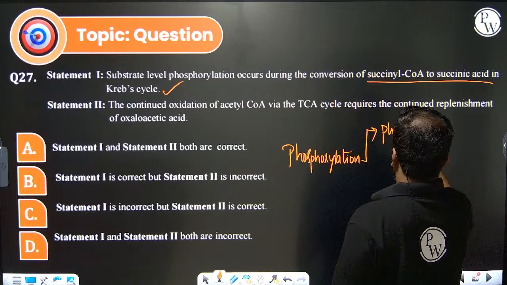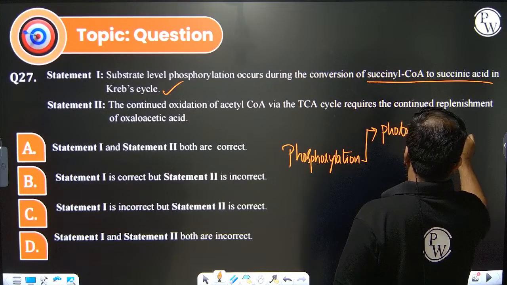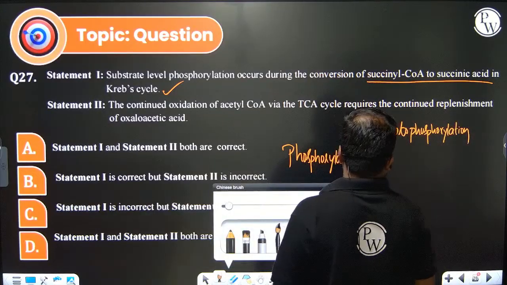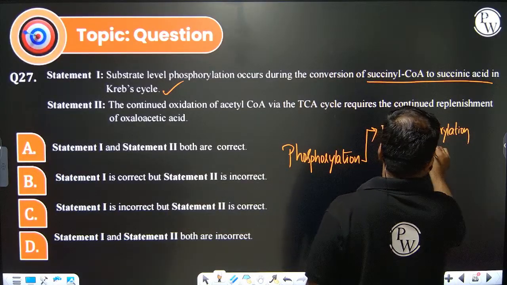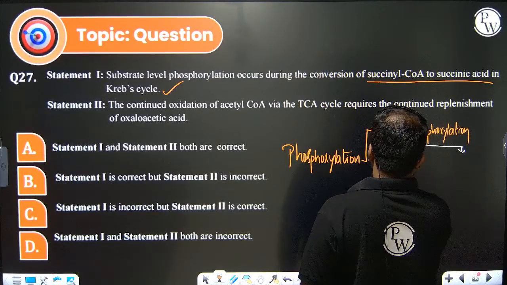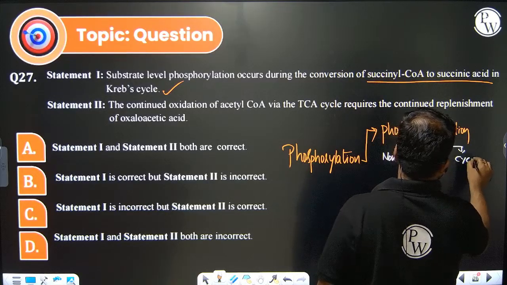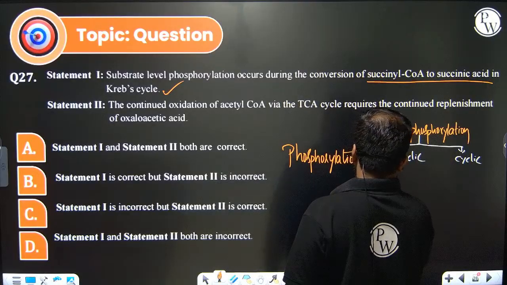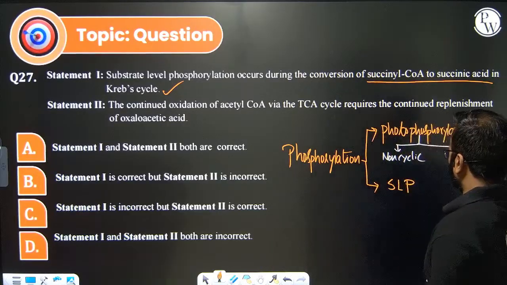Photophosphorylation, which is again of two types. What are they? Non-cyclic and cyclic. Next, the second one is our SLP, substrate level phosphorylation.